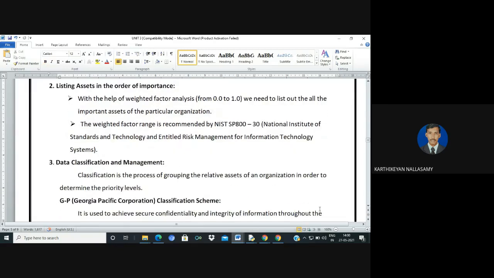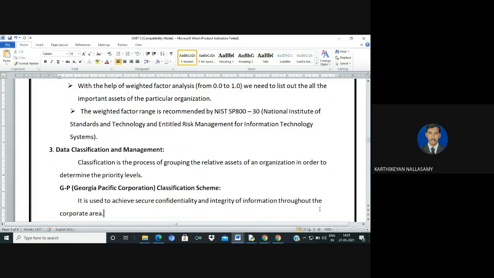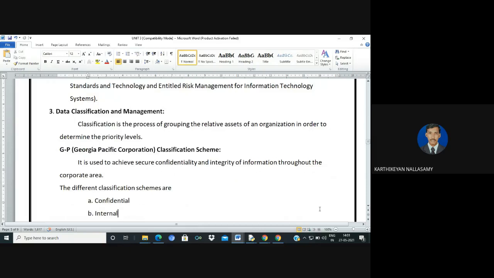Now that the assets are identified, we are going to classify them based on relationships to identify the priority levels. For that, we are going to use the level concept scheme known as the GP scheme, that is called Geographical Pacific Corporation.